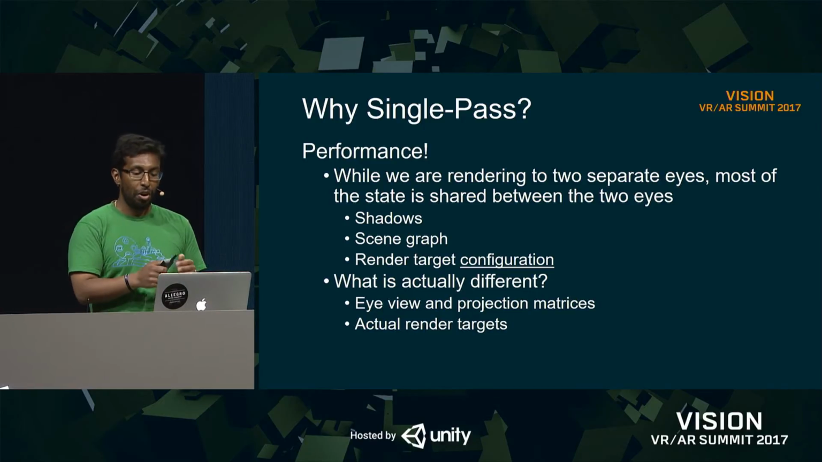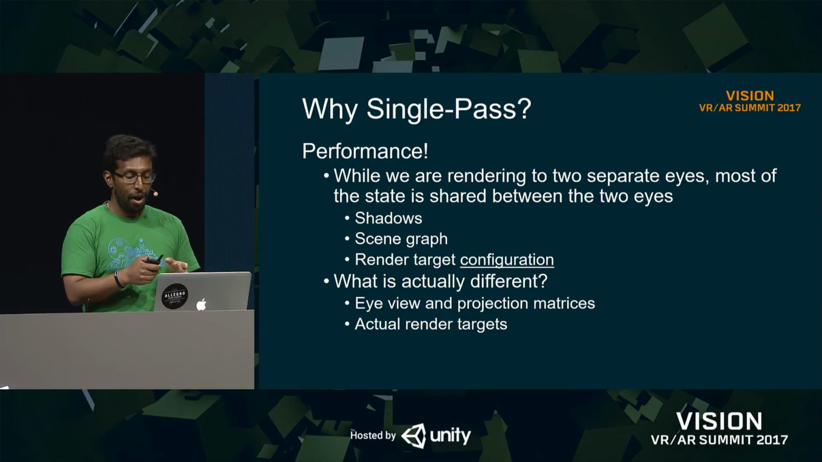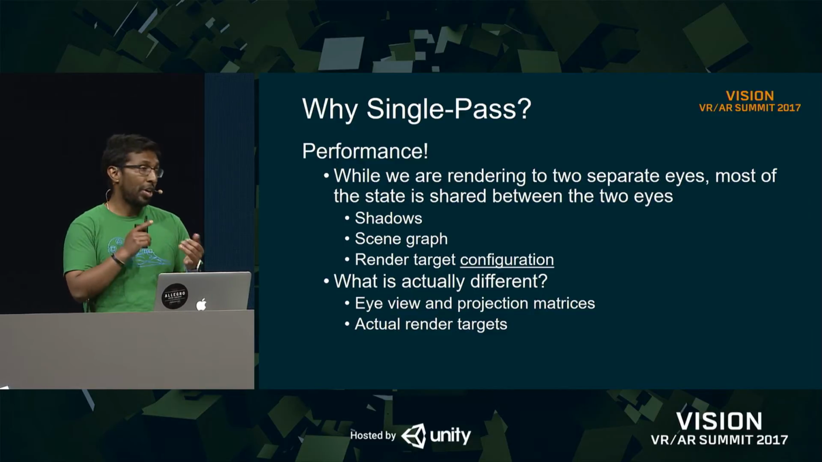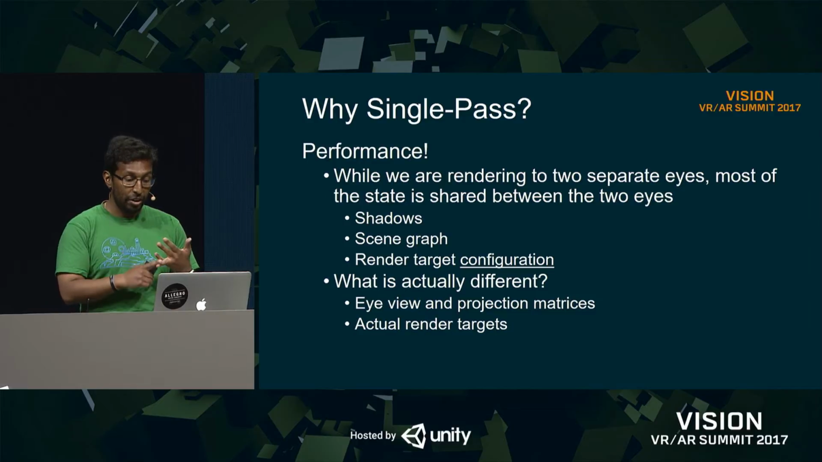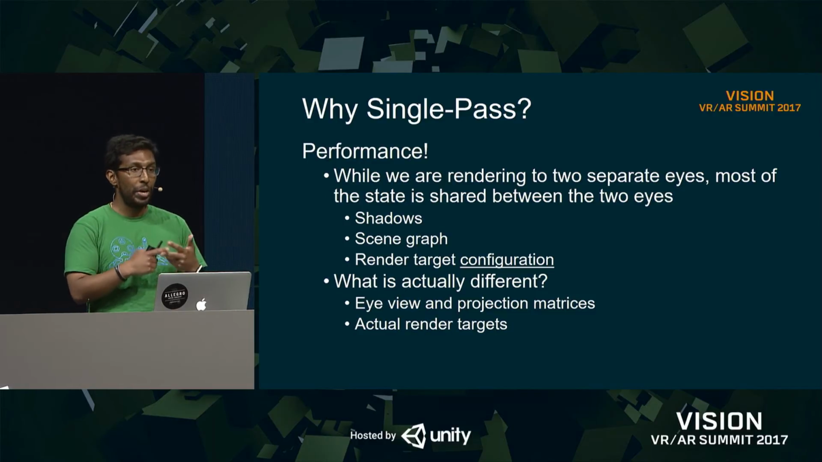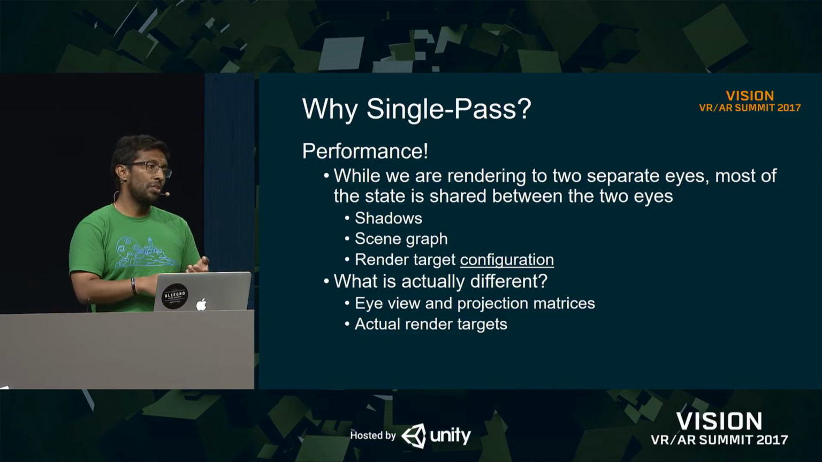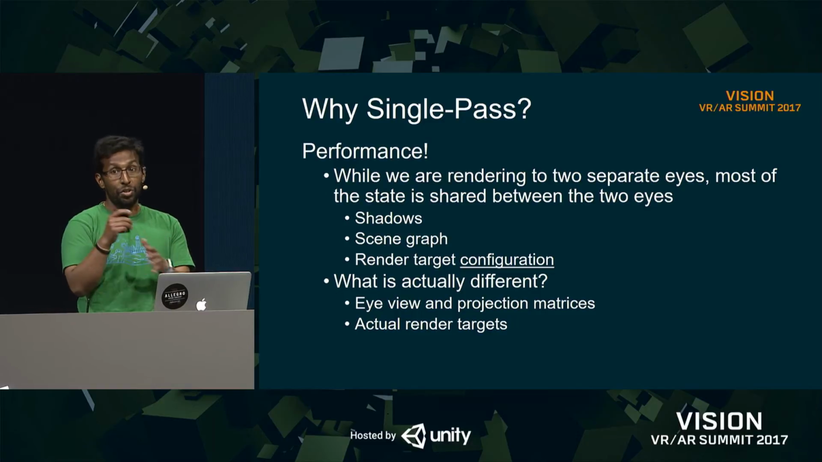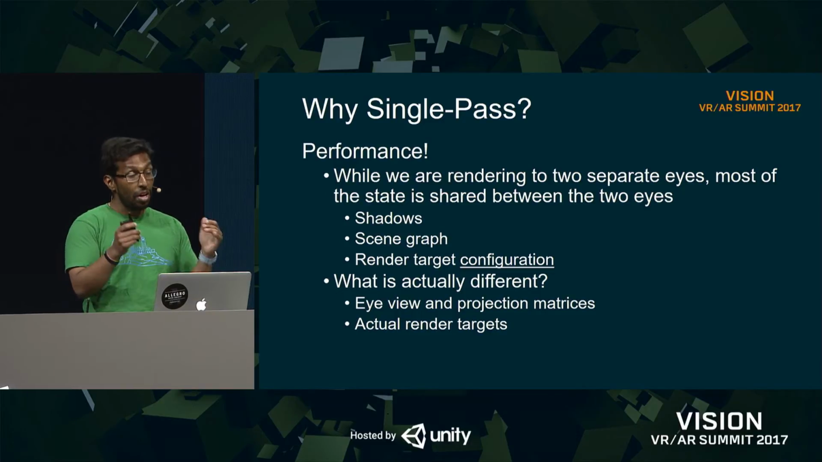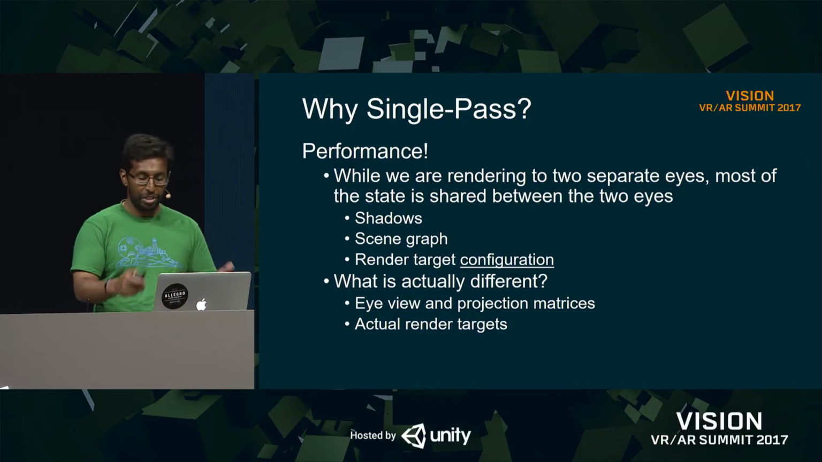You might have already realized that even though we're rendering to two eyes, most of the state is actually shared between the two eyes. The shadows are shared, the scene graph is shared, the render target information, as far as resolution, anti-aliasing level, color format, those are all the same between the render targets. What's actually different are view-dependent matrices, like your view and projection matrix, and the actual physical render target. Those are separate, but a lot of the things between the two eyes are very similar.